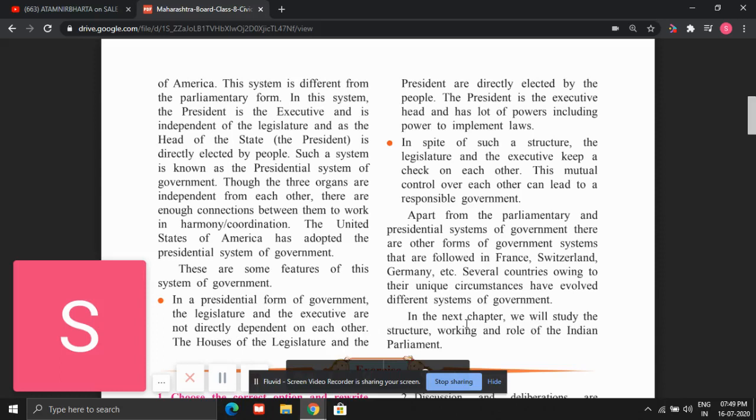In the next chapter, we will study the structure, working, and role of the Indian Parliament. That is, how the Indian Parliament works, what its structure is, what it is made up of, how many members there are, what the role of these members is, etc., in the next chapter.